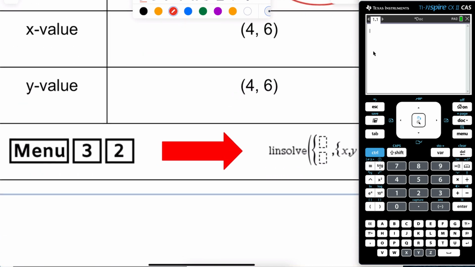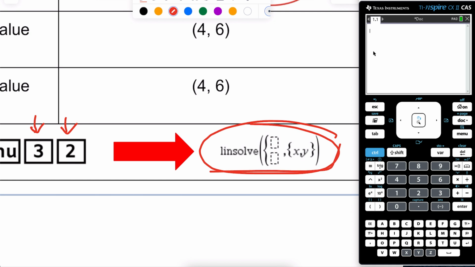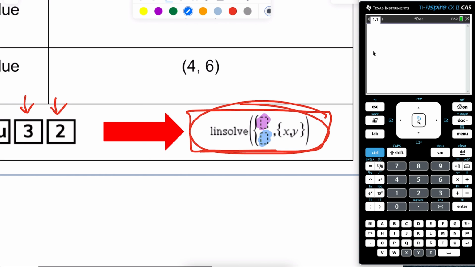All right, we're going to jump down to the bottom. Today we're learning Menu-3-2. It's going to look something like this in your calculator. It's going to pop up this, and then you're going to put the first equation in your first box, second equation in your second box.